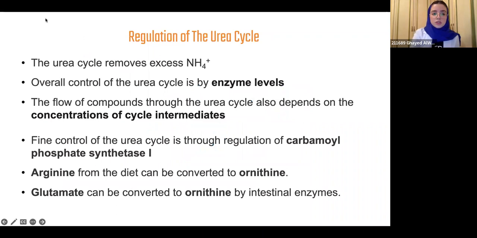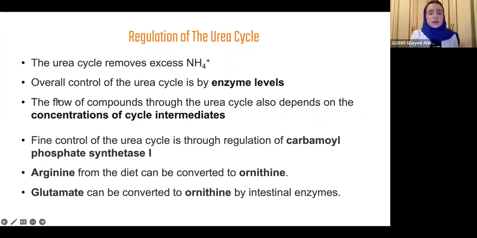Okay, so just to repeat a few more points that we already mentioned. We said that the urea cycle is there to remove ammonia, right? Because ammonia can be toxic when it builds up in our blood. So the body has to have a mechanism in which we can remove it, and that's why we have the urea cycle. Now, the overall control of the cycle is done by the enzyme levels. What does that mean? Whenever we have higher enzyme levels, we're going to have an increased rate of the urea cycle. So it's going to be working more than it would be if the enzymes were lower, right? Because the enzymes are what's driving the reactions, and vice versa.